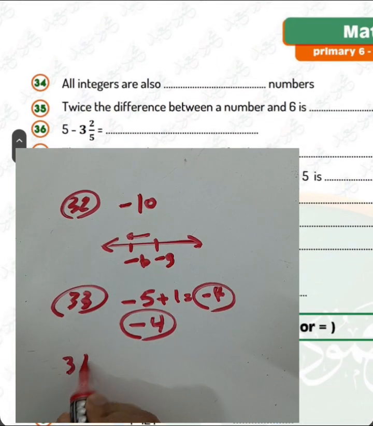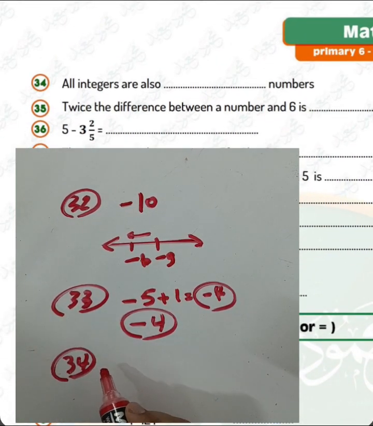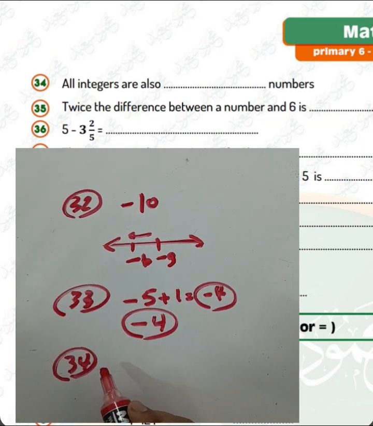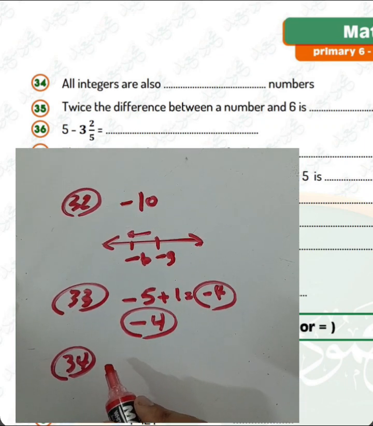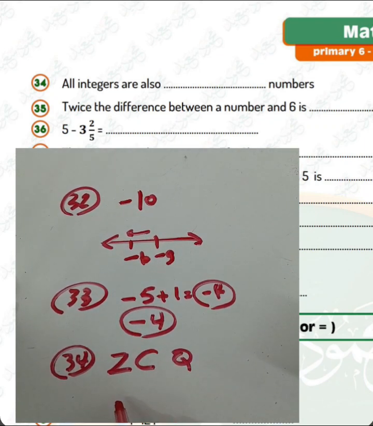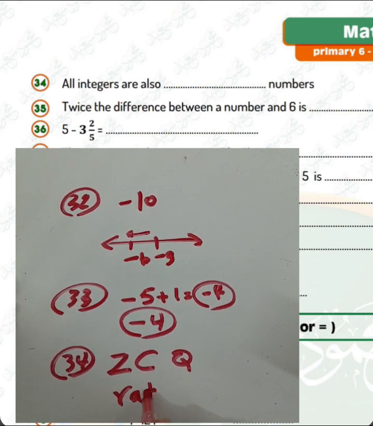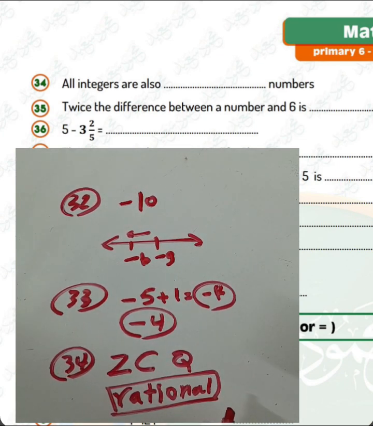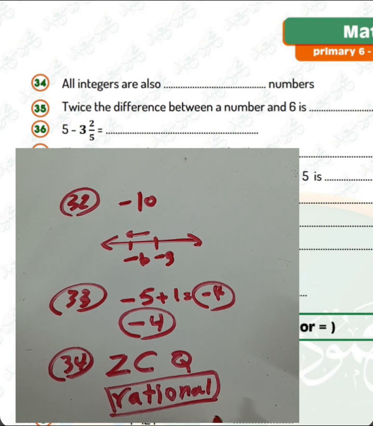Question 34. All integers are also space numbers. Subset of what? Subset of rational numbers. So all integers are also rational numbers. Write this word, rational number, in the space. All integers are also rational numbers.